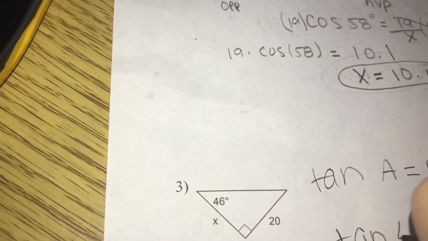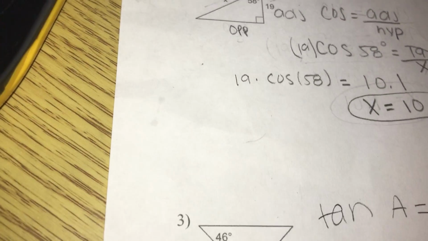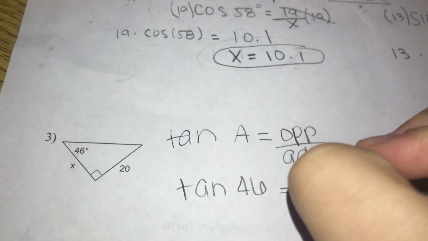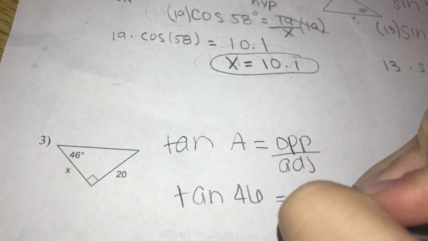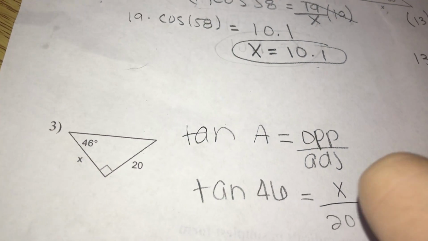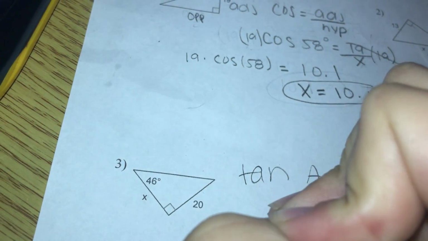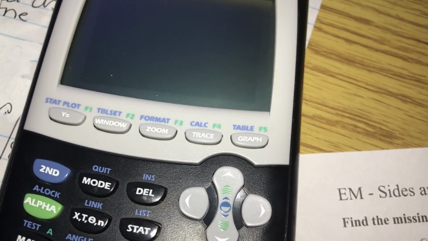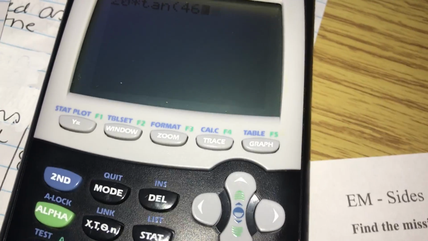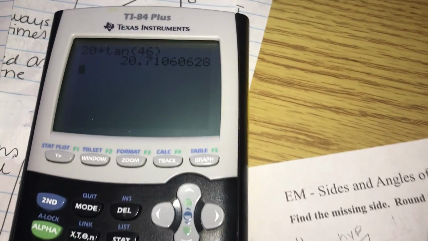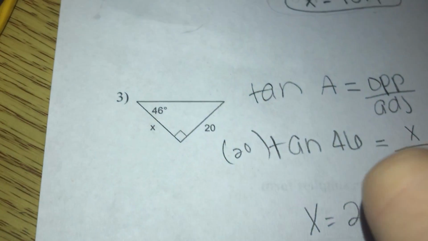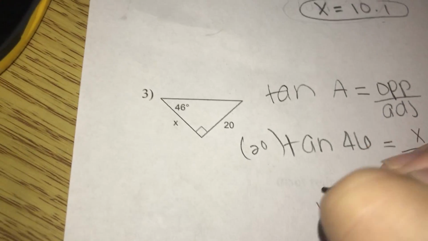So tan of 46 equals opposite, x, over 20. So multiply both sides by 20. It cancels out on this side, so plug it into the calculator over here. So 20 times tan of 46 equals 20.7. Okay, so x equals 20.7 for number 3.